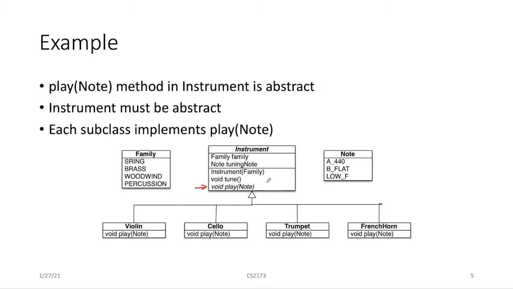So in other words, the loose concept here is that if all I know is I have an instrument, and I want to write code that implements this idea that I'm going to play a note, if all I have is this instrument, then I don't know how to do that. Because I don't know what it's going to sound like. It's going to sound different depending on what concrete instrument it is.